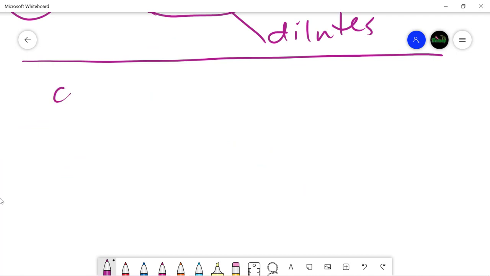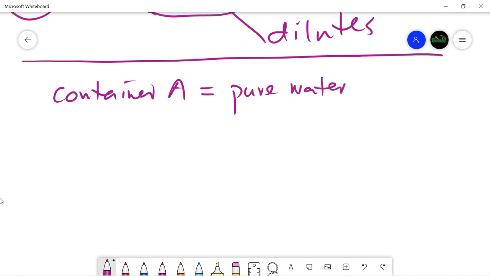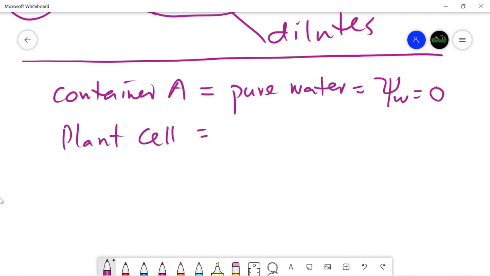Say we have a container A with pure water, and its water potential is equal to 0. And then we have a plant cell in which the water potential is equal to minus 14. Now it can be any value, say it's minus 14 bars.